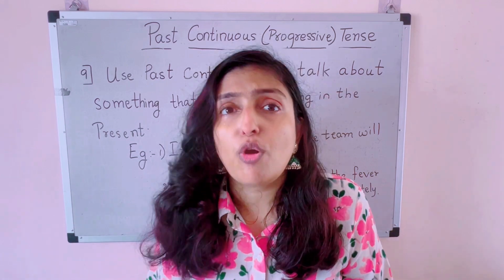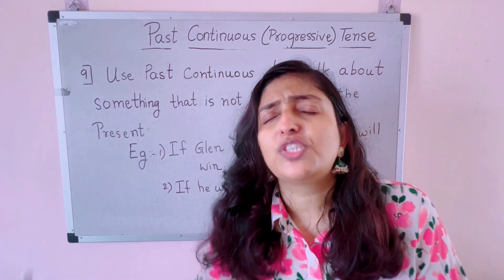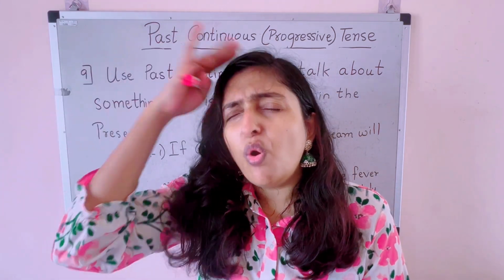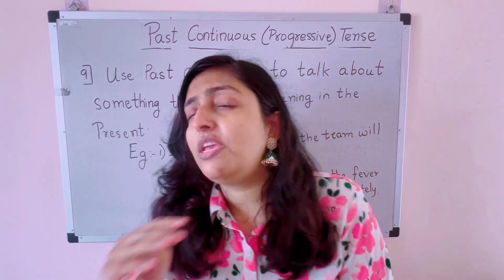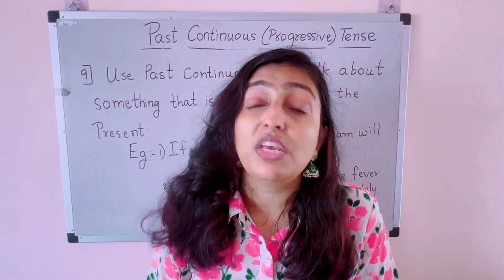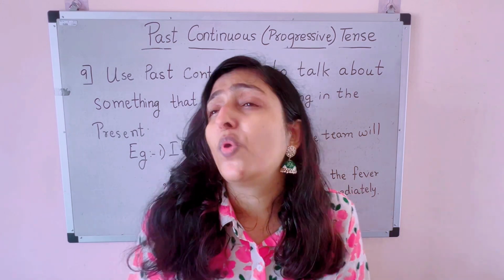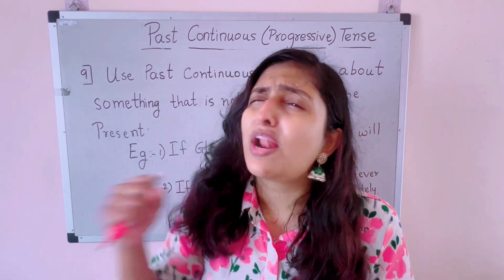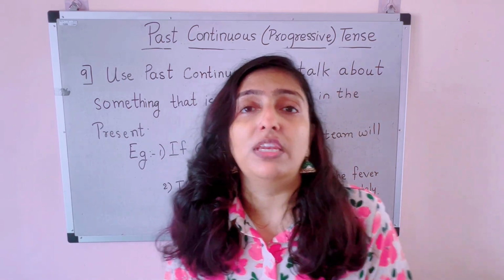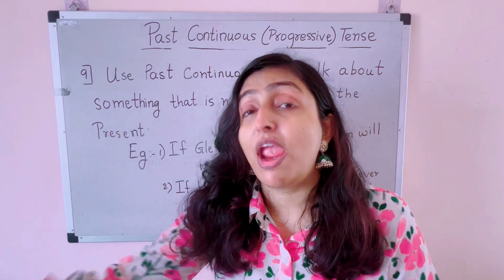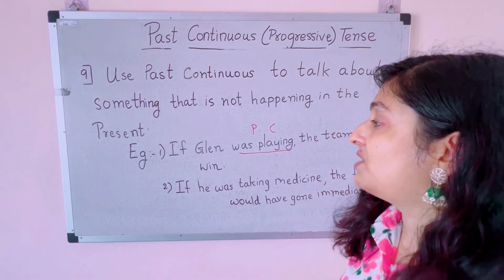And you get shocked and you comment and you say to your friend, oh no, if Glenn was playing, I'm damn sure the team will win. But I don't think the team is going to win because Glenn is not there. If Glenn was playing, I'm sure our team will win. Okay, that's how you frame past continuous tense.